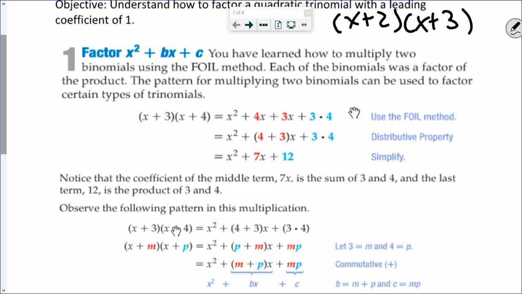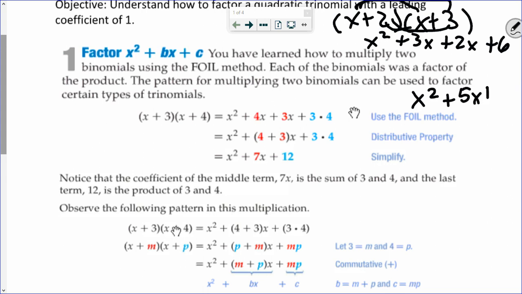If we were able to FOIL that, we do the x times the x, get x squared plus 3x plus 2x plus 6. And so we end up with like x squared plus 5x plus 6.